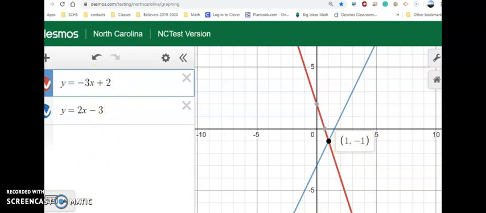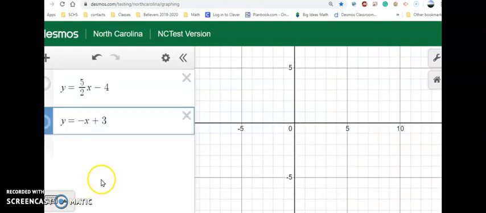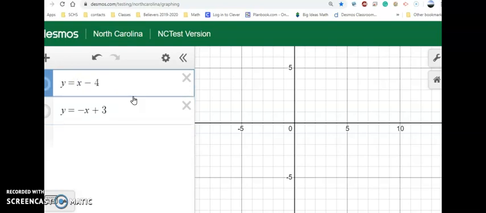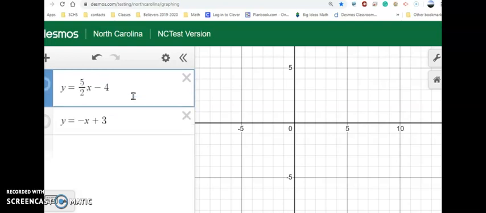Let's try another. So now I'm going to try another one. Notice a new system showing up here. What I might ought to do is just remind myself how to type in those fractions. You just use your division key. So if it was 5 halves, I'll just type in 5 divided by 2. 5 divided by 2 gives me that 5 halves.